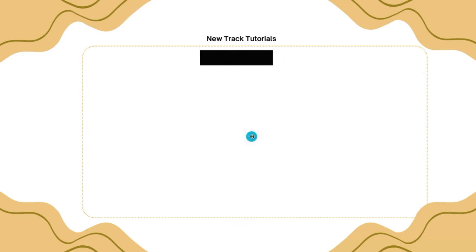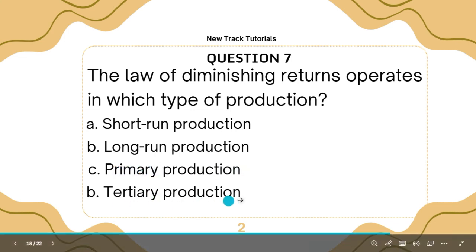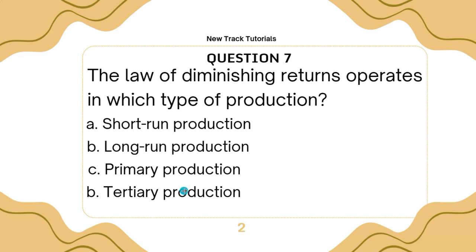Question number 7 says the law of diminishing returns operates in which type of production? Is it short run production? Is it long run production? Is it primary production, tertiary production? The best option is short run production.